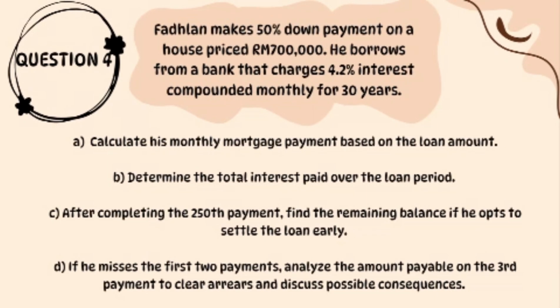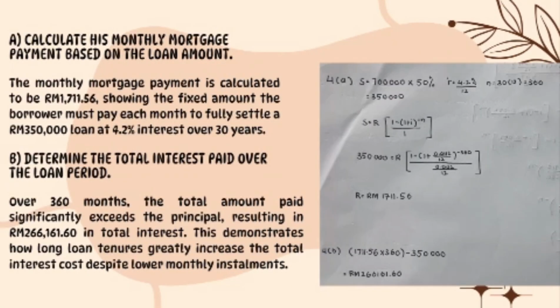Question 4. Fadlan makes 50% down payment on a house priced 700,000 ringgit. He borrows from a bank that charges 4.2% interest compounded monthly for 30 years. So part A, calculate his monthly mortgage payment based on the loan amount. The monthly mortgage payment is calculated to be 1,711 ringgit and 56 cents, showing the fixed amount the borrower must pay each month to fully settle a 350,000 ringgit loan at 4.2% interest over 30 years.